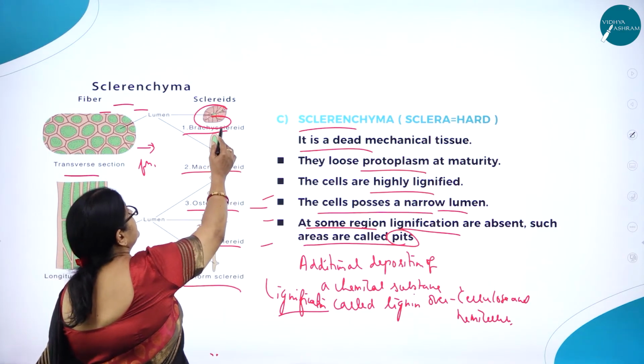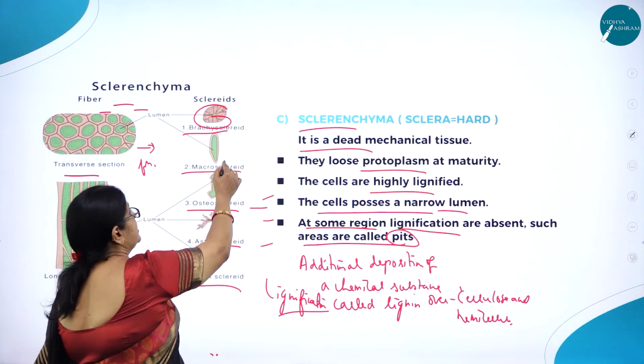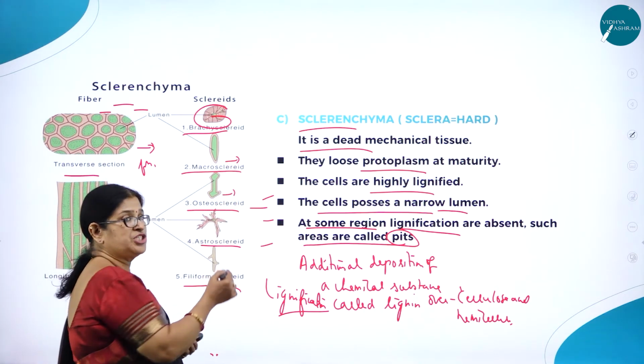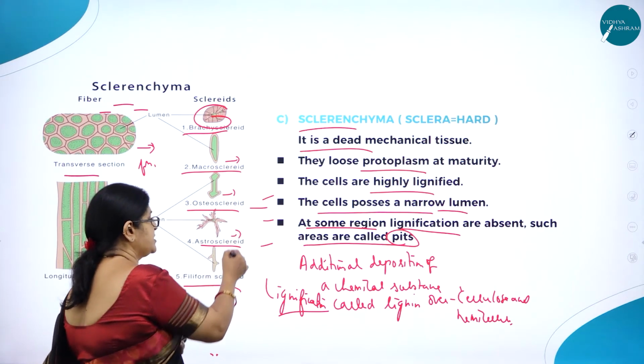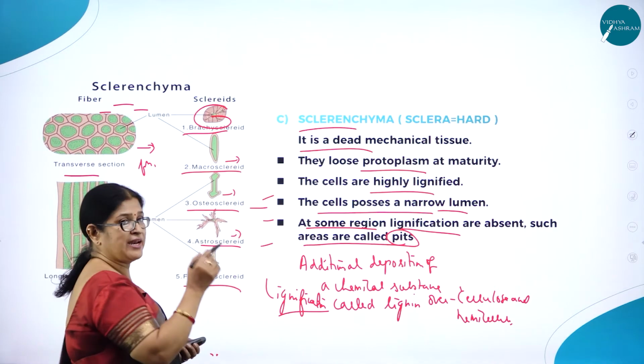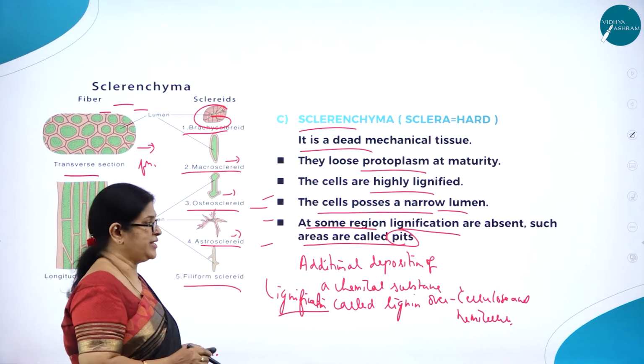Here you can see they are spherical. They are called brachysclerids. Here, pillar-like, they are called macrosclerids. Here they are bone-shaped. They are called osteosclerids. This is star-shaped, hence called astrosclerids. Filiform is hair-like, so they are called filiform sclerids.